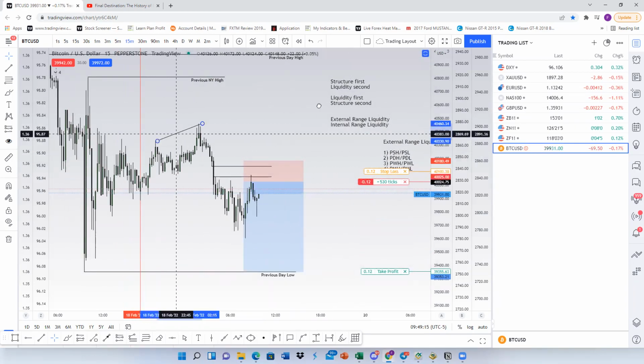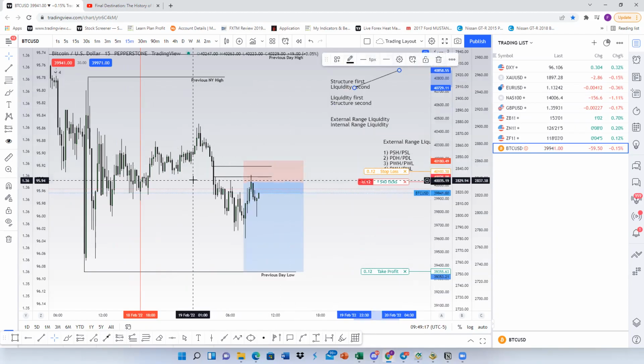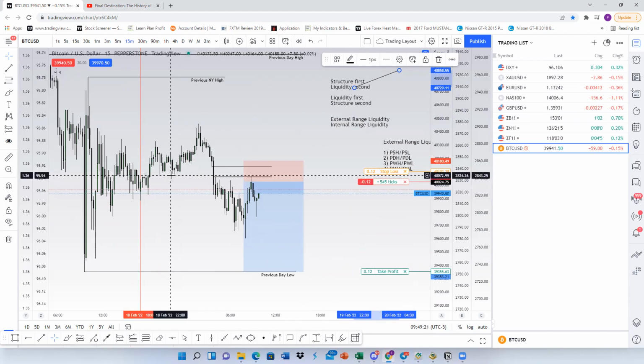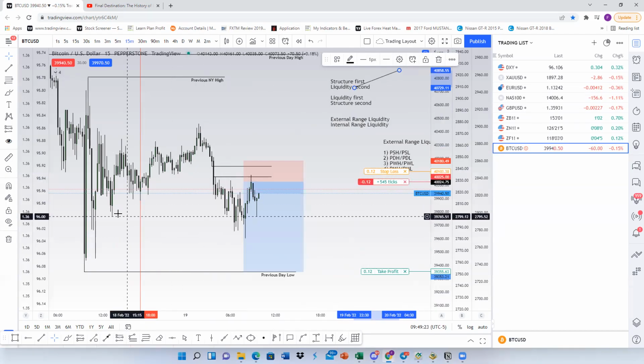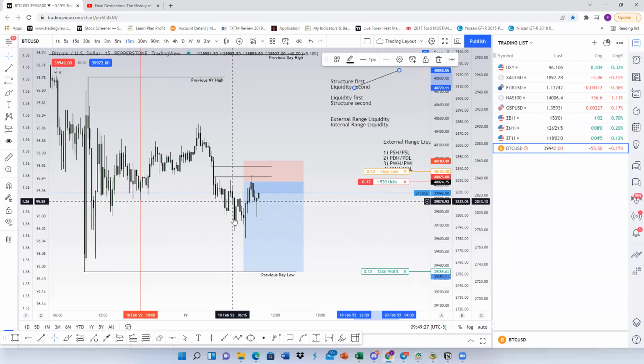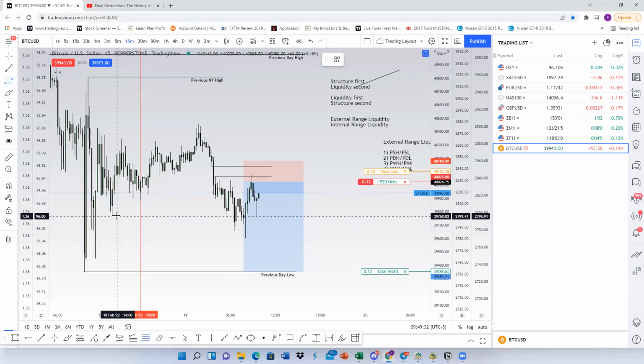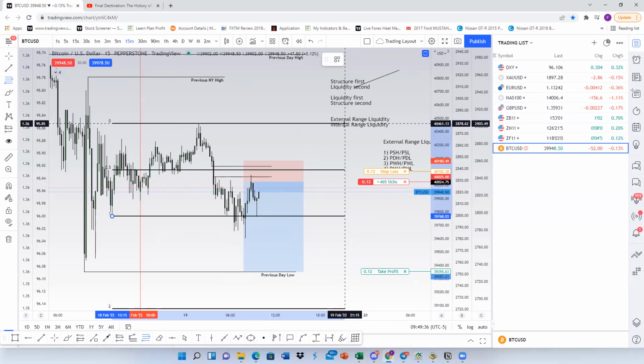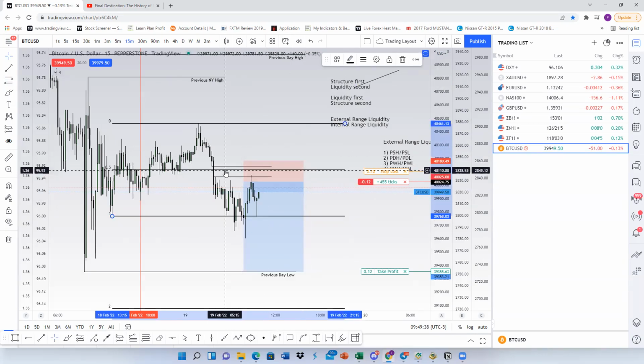Let's say no SMT here. We broke here. We continued breaking here, right? What's this break? A body break. If it's a body break, what are we looking at? 50%. Okay, 50% as a place to react from.